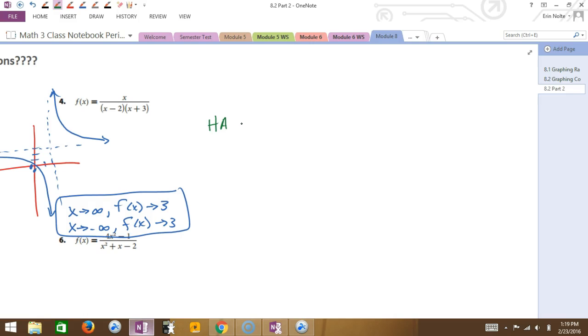Okay, so remember you have to be thinking this as if it was in standard form. If I FOILed this out, I would have x squared on the bottom, so I would have x over x squared, so it's bigger on bottom. So if it's bigger on the bottom, where's my horizontal asymptote? 0. Okay, where are my 2 vertical asymptotes? 2 and negative 3. Good, 2 and negative 3.